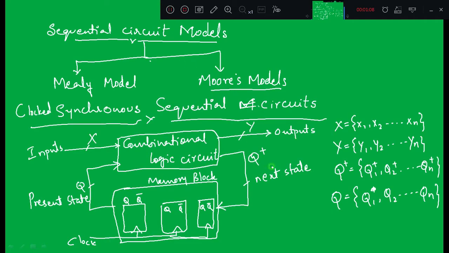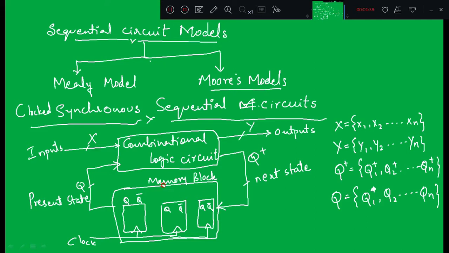So let us see the clocked synchronous sequential circuit, right? In the last class we also discussed sequential circuits using only flip-flops. Here we are going to discuss the sequential circuit using both a combination circuit as well as a sequential circuit. In the combination circuit, we have already discussed, the outputs depend on only the present inputs. Those are called combination circuits, right?